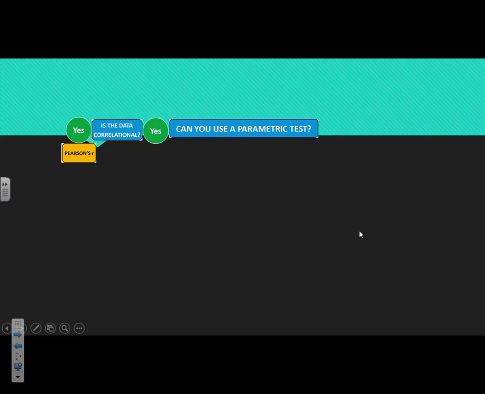Spearman's rho and Pearson's r, or Spearman's and Pearson's, sound similar. They are both correlational. I always remember that because with Spearman's, you've got the line of the spear, like the line of best fit, that's correlation. Pearson's sounds similar to Spearman's, so you could think of it like that. Pearson's, P for parametric, so you can use a parametric test for Pearson's, you can't for Spearman's.